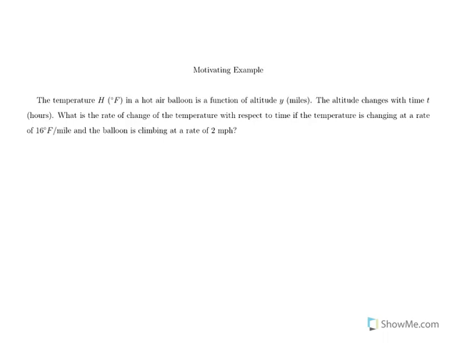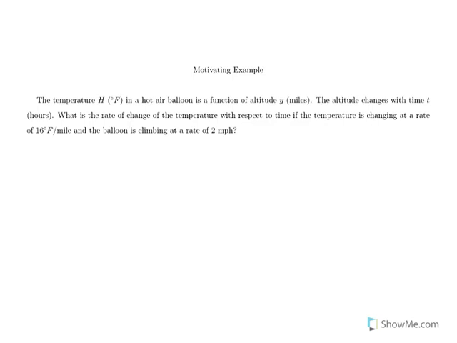The temperature H, given in degrees Fahrenheit in a hot air balloon, is a function of altitude y, given in miles. The altitude changes with time t in hours. So there's two kinds of functions going on. The first function is that if we have different altitudes, this is going to change the temperature of the balloon. And altitude changes with time t. So as time is going forward, the balloon is rising up in the air. And we want to find something about bringing these two functions together in some kind of capacity.